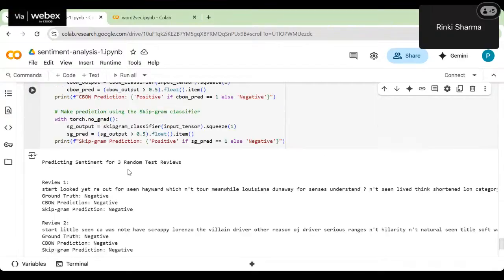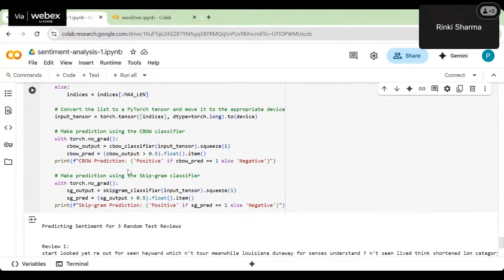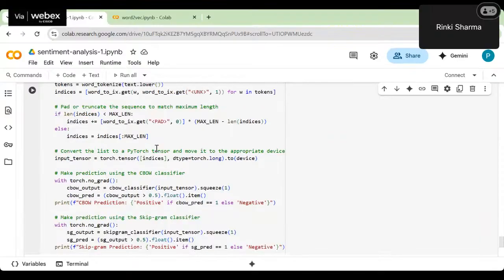The last one we have seen is the prediction of the closest word by calculating the cosine similarity. In this notebook, we have seen sentiment analysis. The models are classifying the reviews as positive or negative on the basis of their learned embeddings.